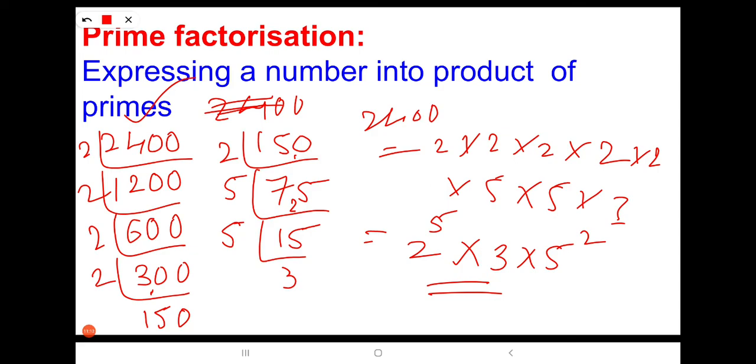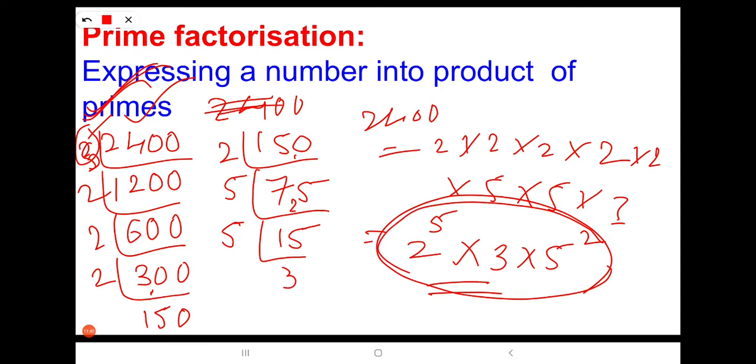So suppose some people may start with 5 here. Here I started with the 2 table. We can start with 3 or 5 also. Even then you will get the same product. The product will not change in prime factorization. If you start with 5 or 3, no problem. Don't worry about that. Even if you start with 3 or if you start with 5, you will get the answer, and that answer must be this only.